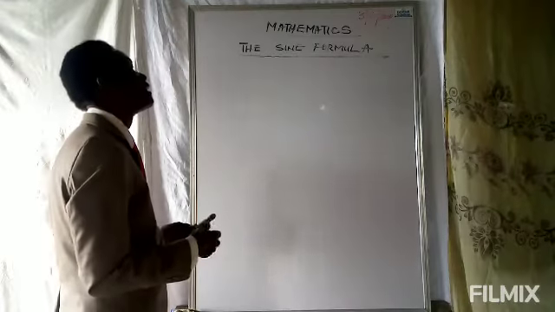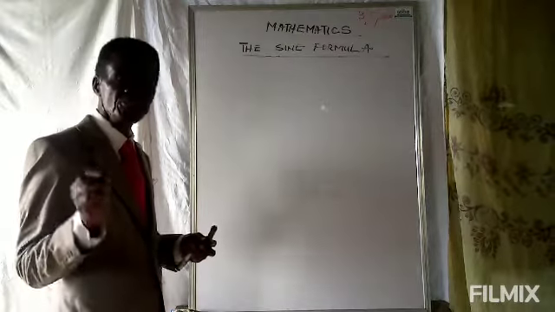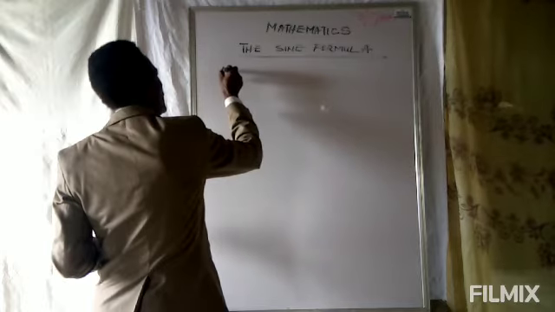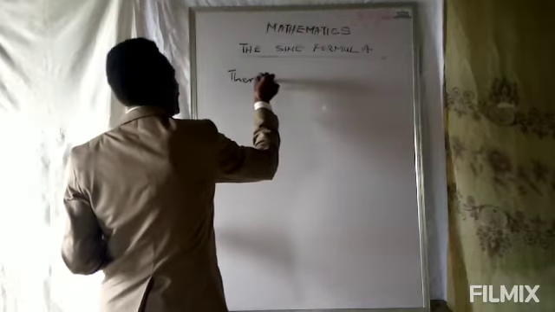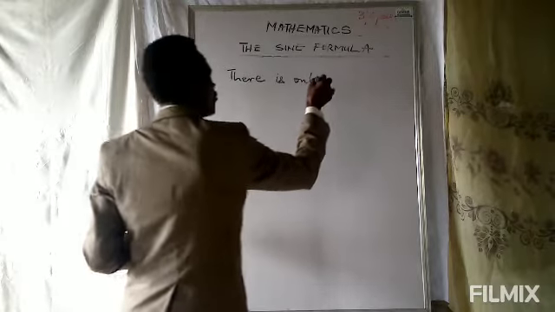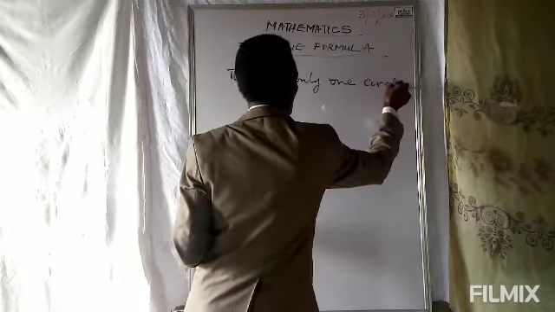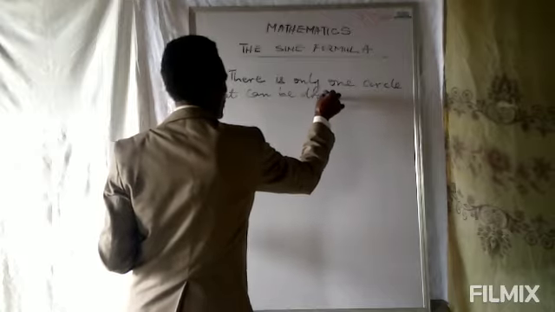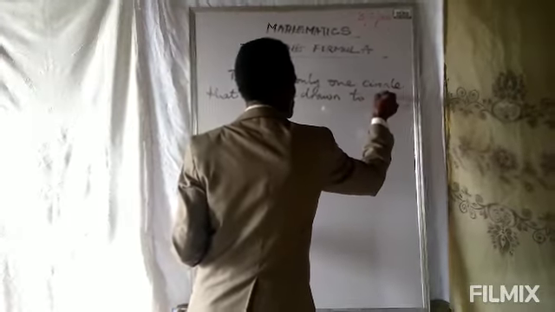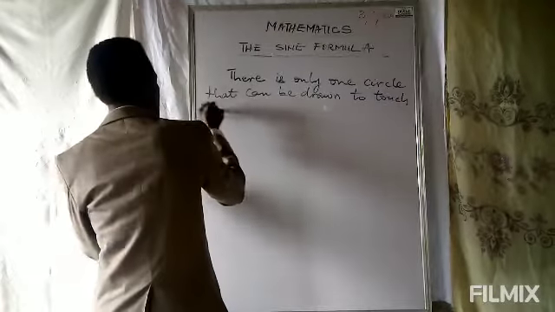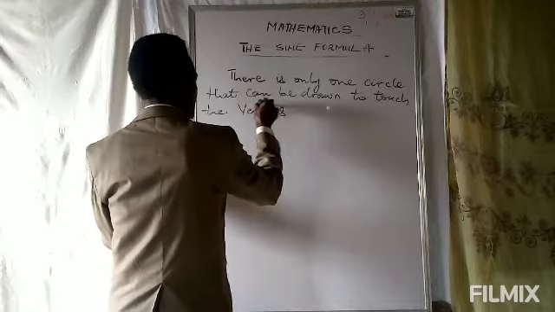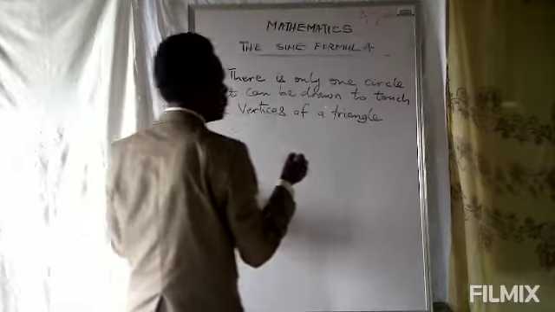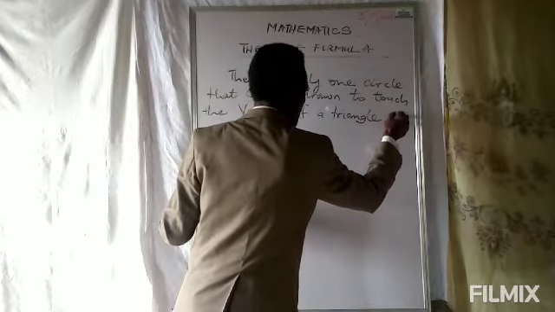The sine formula is taken from a theorem which states that there is only one circle that can be drawn to touch the vertices of a triangle ABC.